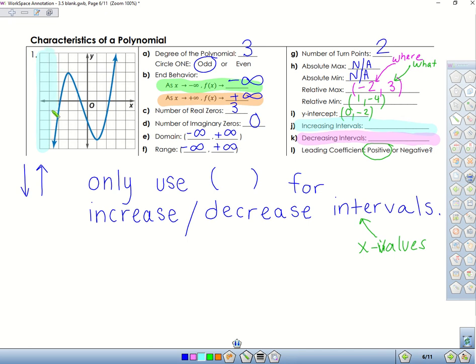Think of it as like you're driving on this graph, like it's a road. And think of where you're going uphill and where you're going downhill. Definitely not in Florida, because we don't have hills like that here, but you know, if there were hills.